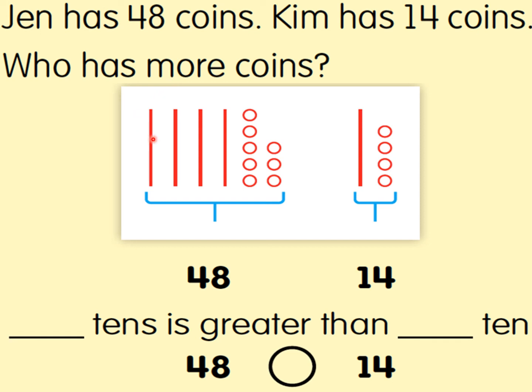You can see that Jen has 4 tens and 8 ones, and then Kim only has 1 ten and 4 ones. So we can look at the tens place here, and we have 4 tens and 1 ten. That's exactly how you would fill this in. 4 tens is greater than 1 ten, so 48 is greater than 14. It's going to look just like that. You're going to write 4 tens is greater than 1 ten, and then write your greater than symbol right there.